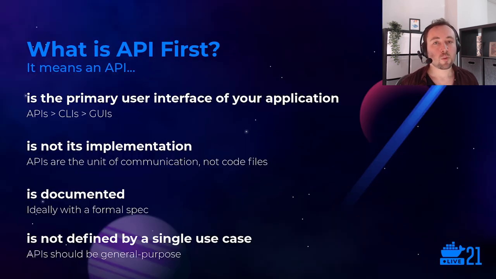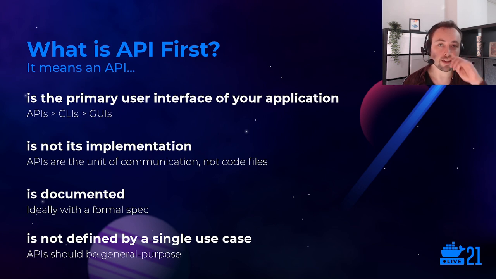So to start with, what do we mean by API-first? It's not something we've invented here at Docker. It's a set of philosophies and principles that are gaining traction within the API space. And it can be summed up with a few basic tenets. So to start with, it means thinking of your APIs as the primary user interface of your application. That doesn't mean that it's the way that most users will interact with your application, but it means thinking of APIs as fundamental building blocks.